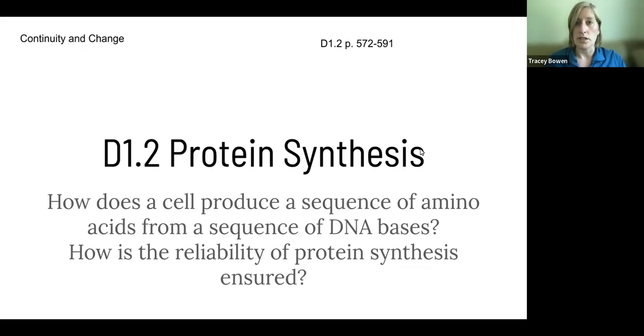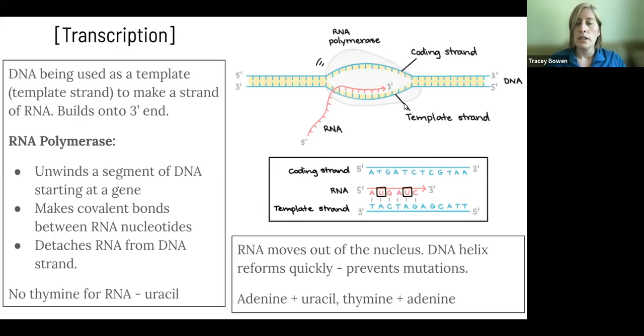new things like proteins. So transcription is the process of making RNA, and RNA polymerase is the thing that's going to do all of that. And so DNA is used as a template, and RNA is going to build onto the 3' end of the template strand of the DNA. And RNA polymerase is going to unwind a segment of DNA, not the whole thing, just a piece, which is going to be the gene that's going to be copied.